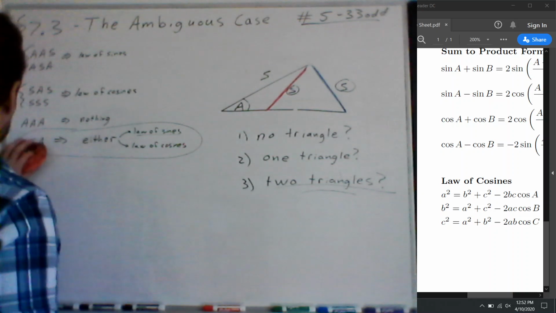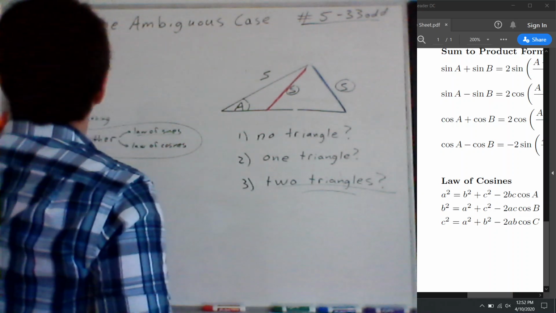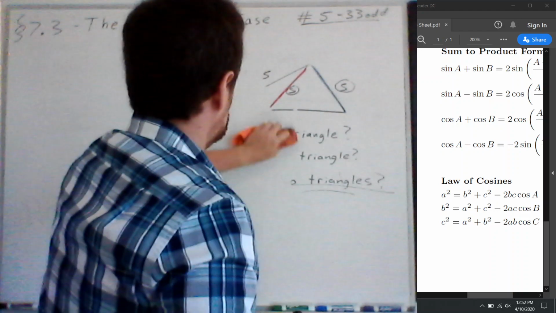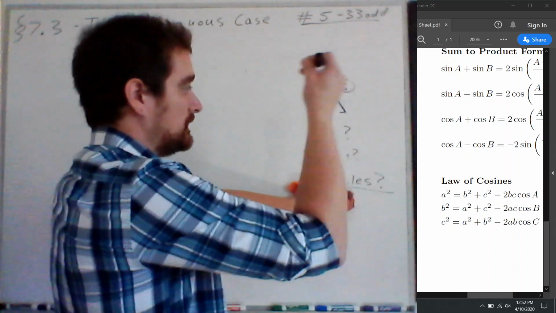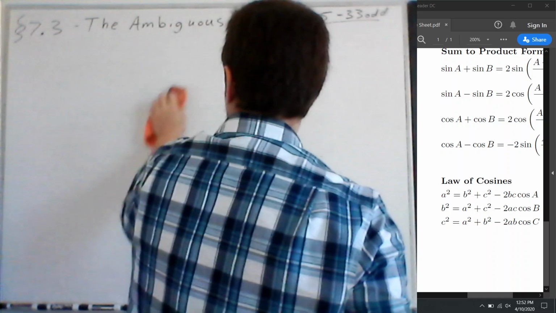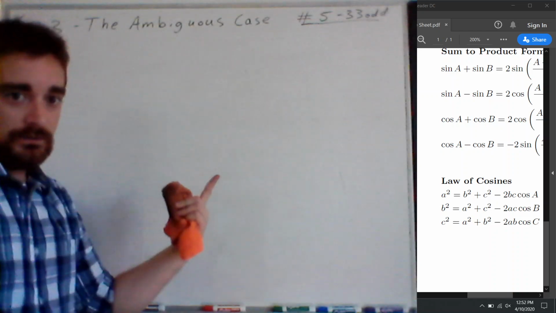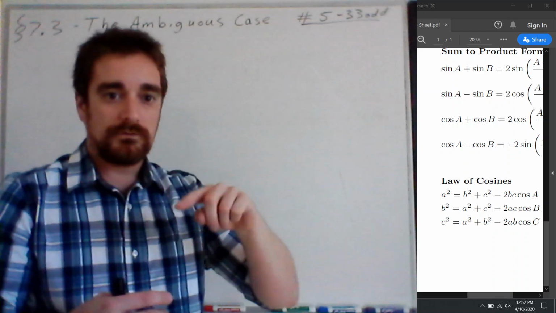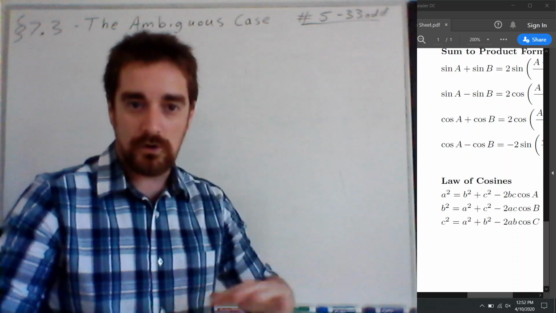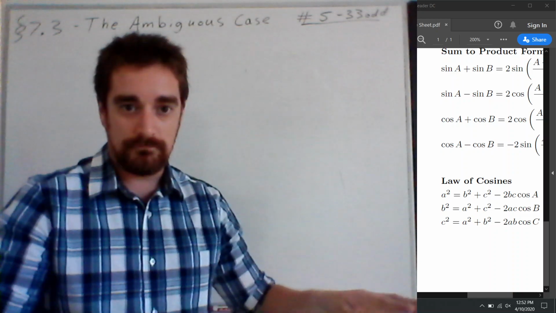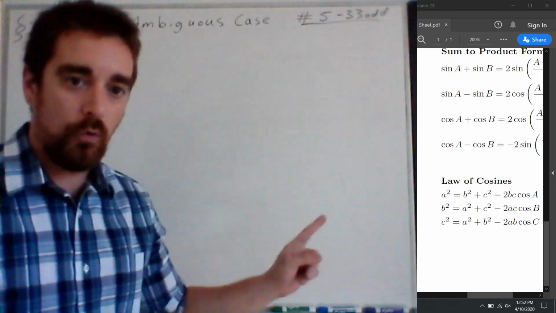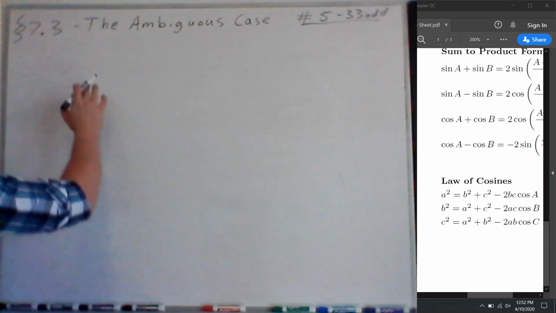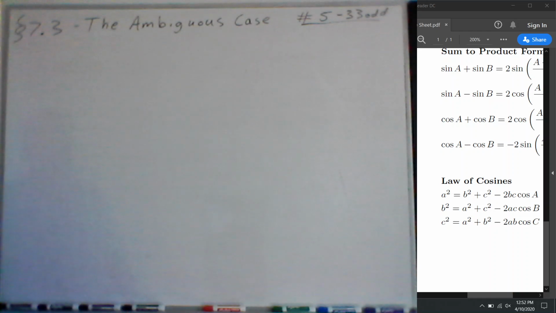So let's look at some examples and see what happens. Again, if you're ever in a situation where the information presented to you is a side, and an exterior angle to those sides, you have to watch out for the ambiguous case. If it's any of the other cases where you know what to use, law of sines, law of cosines, then you're good, you're done. But this case, you always want to watch out. Does it produce an ambiguous case? You have to check for the ambiguous case.